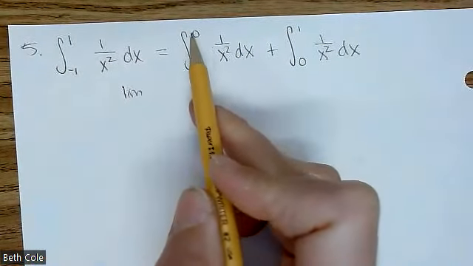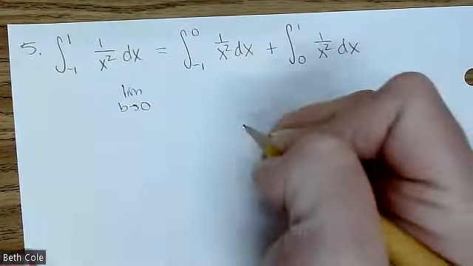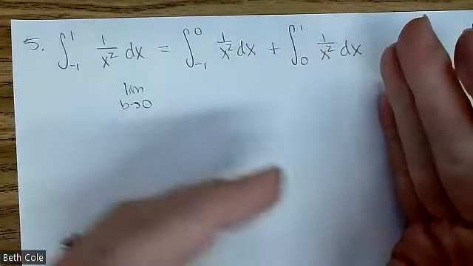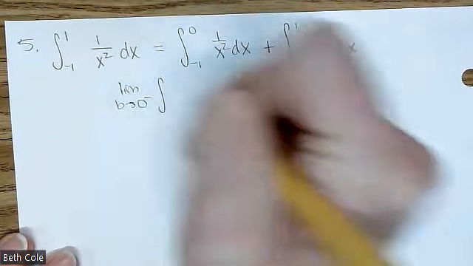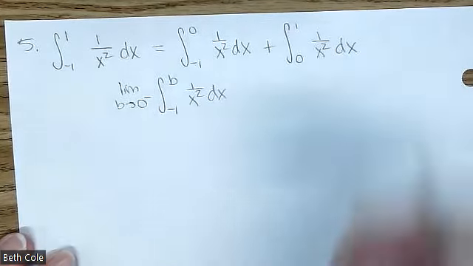It would be limit, and since it's the upper boundary that's the issue, I would use b. So limit as b goes to 0. Ooh, from which side? We're going from -1 to 0, so 0 from the left. Good. Integral -1 to b. All the rest of that's the same.